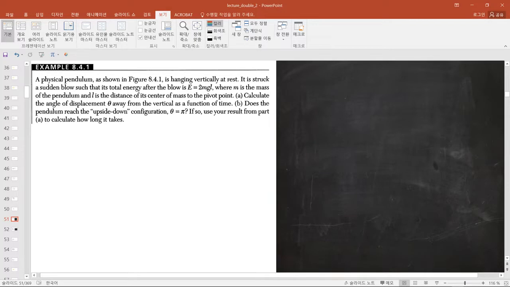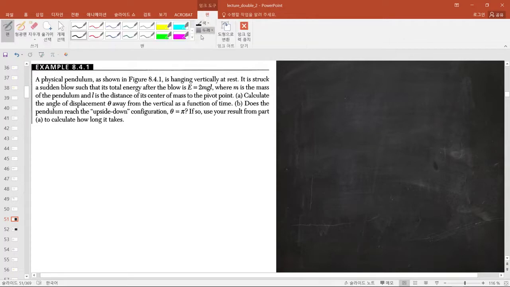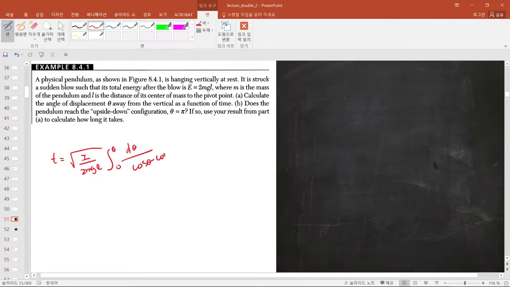Let me just make two comments. Actually, one is a comment and the other is this example. My first comment is that when we calculated T, I'm talking about some factor here. So you have I over 2 mgl, integral from 0 to theta of d theta over cosine theta minus cosine theta 0.